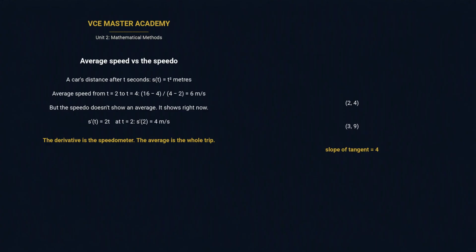Distance is s of t equals t squared. So the derivative, s dashed of t, is 2t. At 2 seconds, that's 4 meters per second. That's your speedo reading at that moment. Average speed is the whole journey squashed into one number. The derivative is the needle right now.